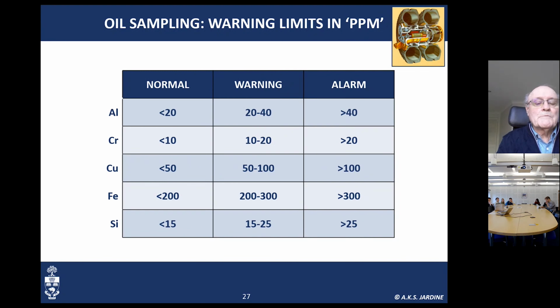This is just another example dealing with oil sampling, a very common procedure used in industry to monitor the health of equipment. And what they often have are rules like this. If the aluminum is less than 20 parts per million, everything's okay. 20 to 40 is a warning, and above 40 is an alarm. So these are rules that they use.